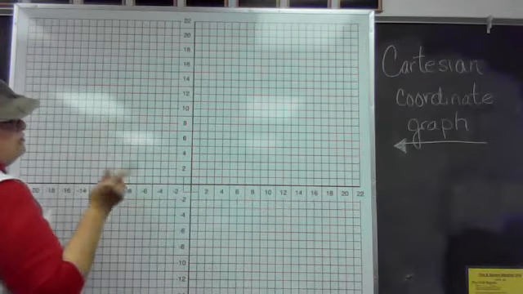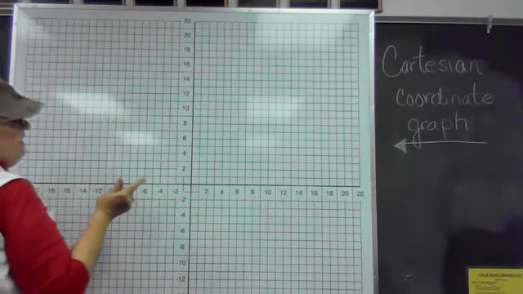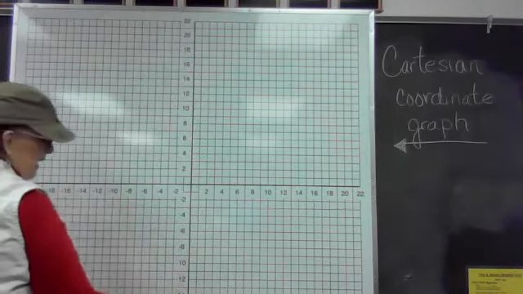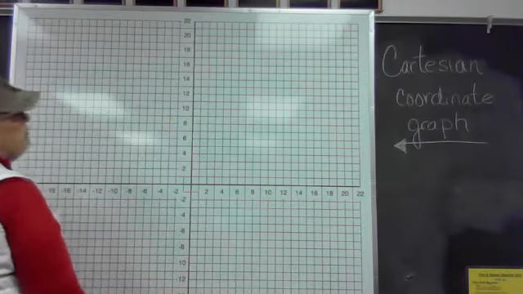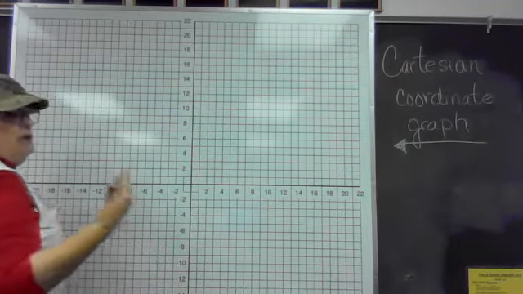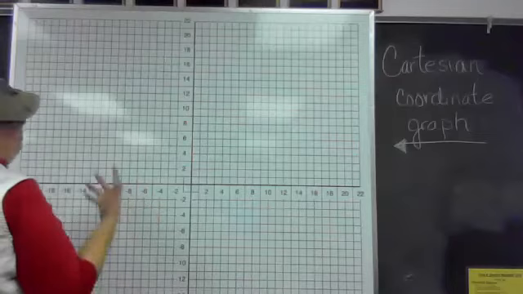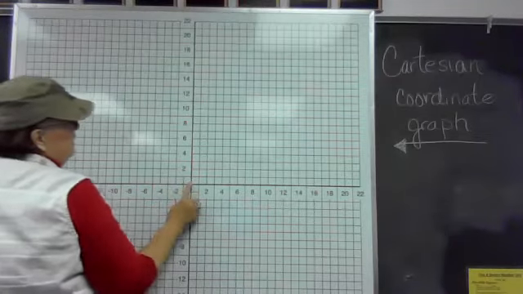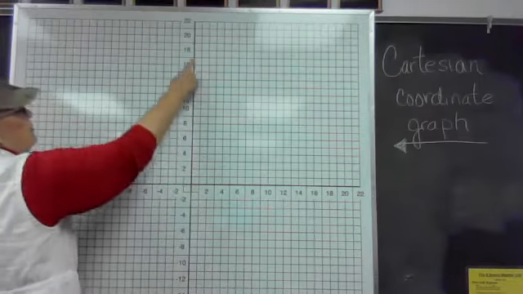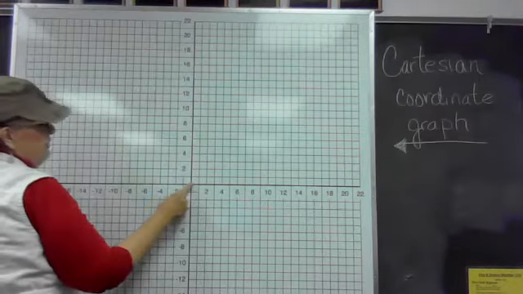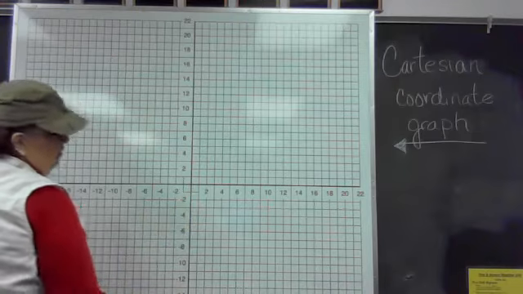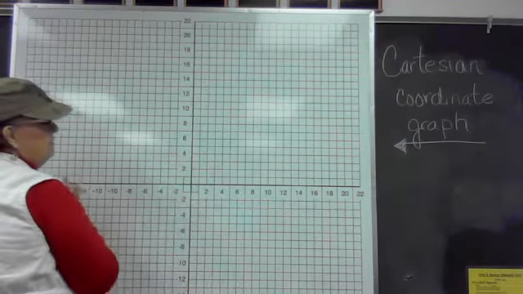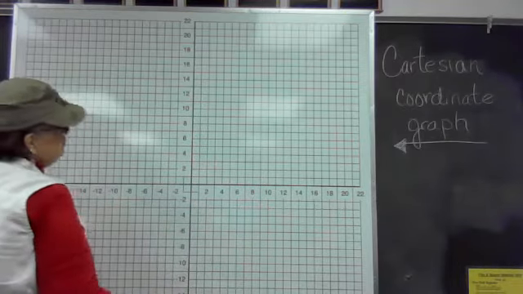But in the Cartesian coordinate graph, they also have another line going perpendicular to that line, and it's just like another number line. Almost, it can remind you of a thermometer, maybe. And here's 0 degrees, and everything going up are positive numbers. Everything going down are negative numbers. Okay, so that takes care of what these numbers mean. They're just number lines.